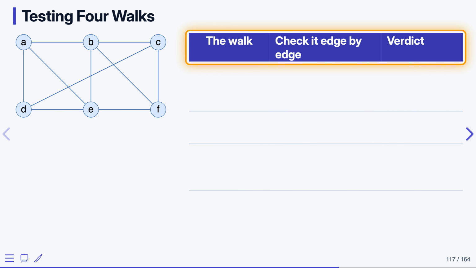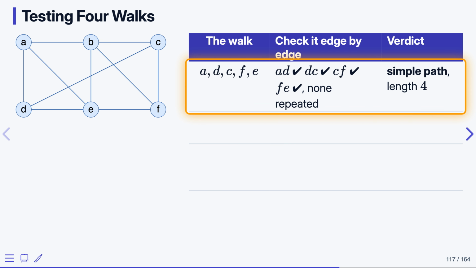Now we test 4 walks. The method is always the same. Take the vertices 2 at a time and ask whether that pair is really an edge. Walk 1, A, D, C, F, E. Is AD an edge? Yes. Is DC an edge? Yes. Is CF an edge? Yes. Is FE an edge? Yes. 4 edges, none repeated, so it is a simple path of length 4.